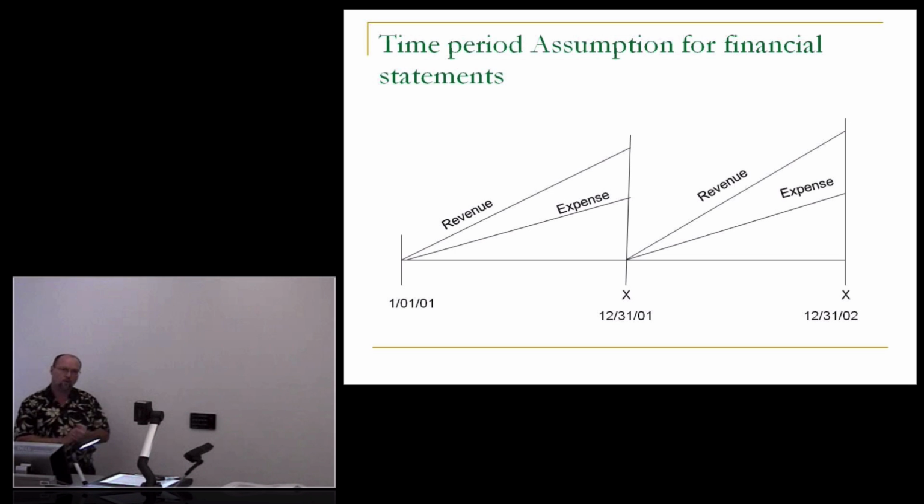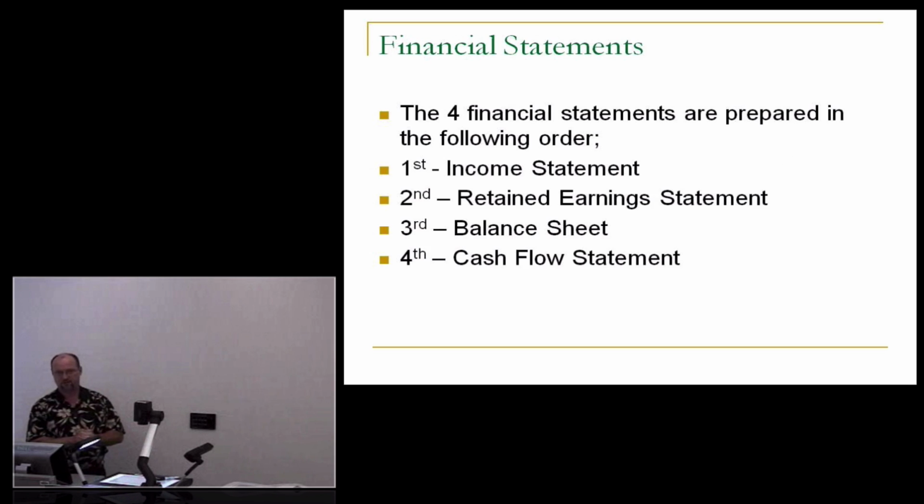And what we're going to see is that we prepare the income statement first. Revenue minus expense equals net income. That net income number, which is the summary of revenues and expenses, is then going to be put into the retained earnings statement. And we're going to update retained earnings. And we're going to go through this.